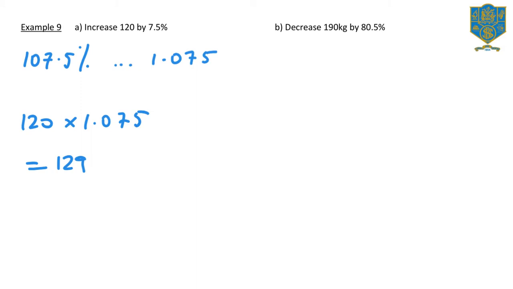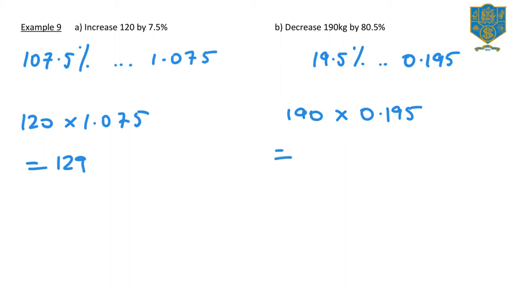To decrease 190 kilograms by 80.5%, the 190 kilograms is 100%. If we're decreasing 100% by 80.5%, we're going to get 19.5%, which is 0.195. So we do 190 multiplied by 0.195, put that into our calculator, and we get 37.05 kilograms.